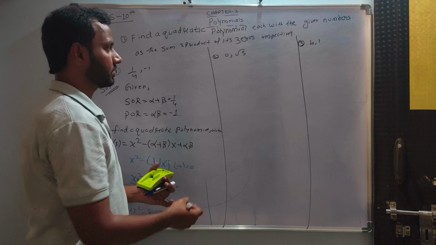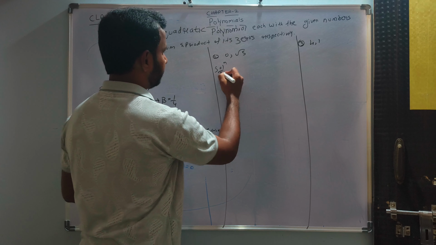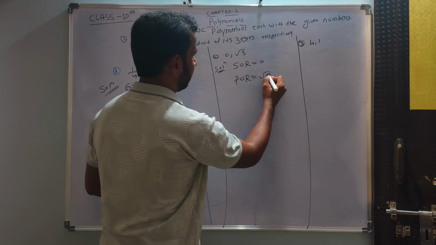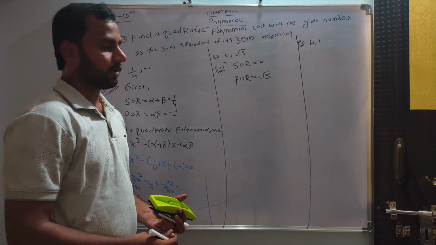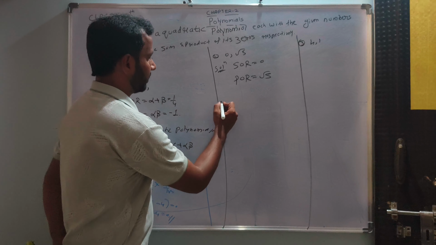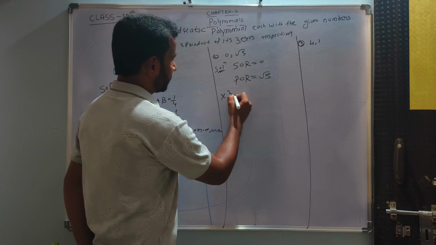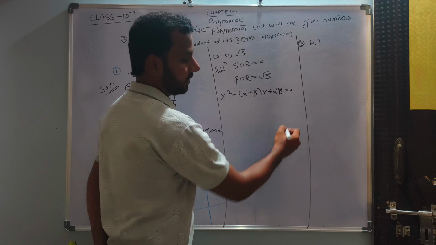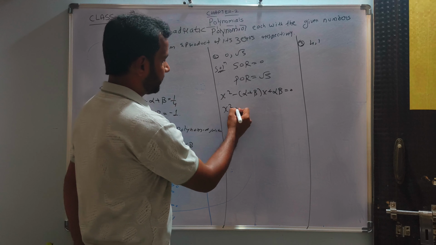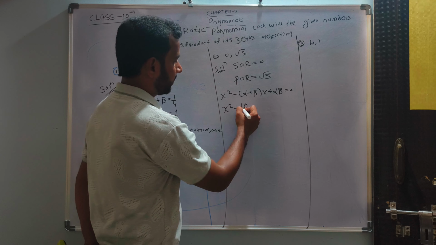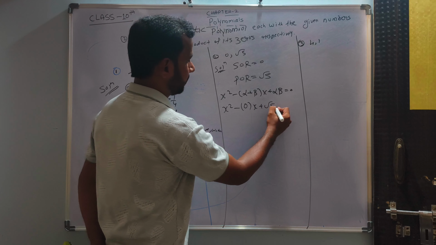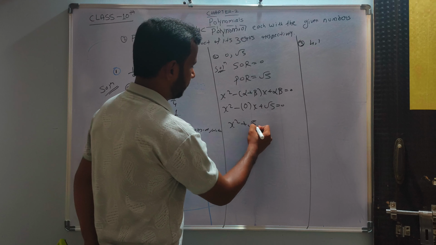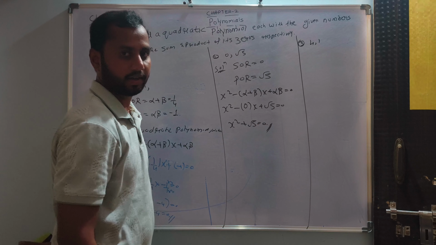In the next question they have given you the sum of roots as 0 and the product of roots as root 5. Now let us solve this quadratic polynomial. Directly I will be writing x square minus alpha plus beta into x plus alpha beta equal to 0. X square as it is, alpha plus beta value is 0 into x, plus alpha beta value is root 5, equal to 0. So x square, the 0 term vanishes, plus root 5. This is the quadratic equation.